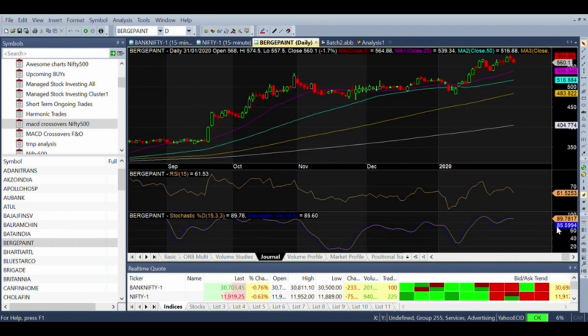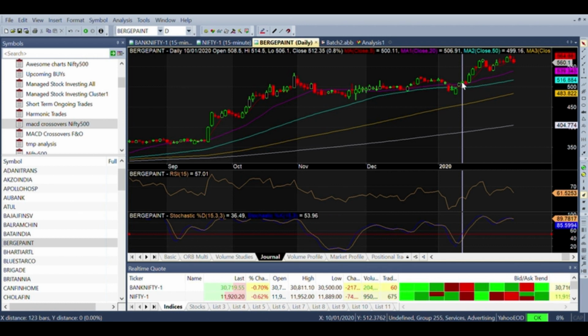This is stochastic. Current value, blue one, is 85. So we should be buying on the day when it crossed above 50, right? So somewhere here, 50 level. So this day. Yeah, this day it became 53. So you would have bought bang on. So the day it crossed MACD, in the same period we have stochastic also rising above 50. So this was a very good trade. You could have bought here, right?